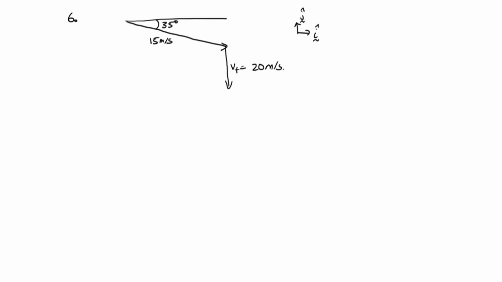What we'll want to do at the start is split our initial velocity into an I and a J component. To get the I component, this will be 15 cos 35 degrees, and solving that, we get 12.29 meters per second, and the J component will be 15 sine 35, which is equal to 8.60 meters per second.